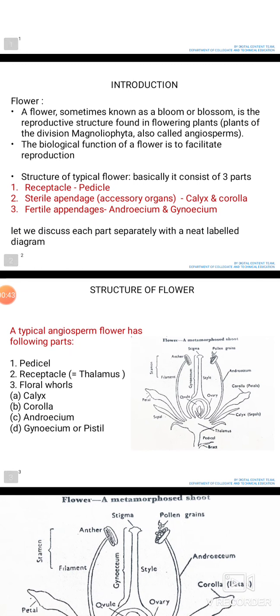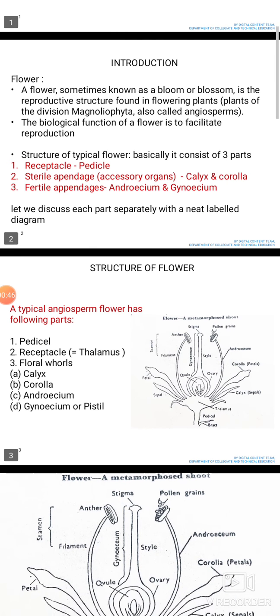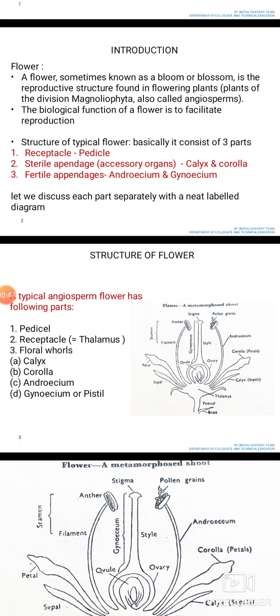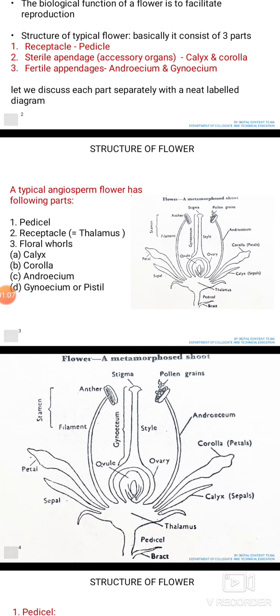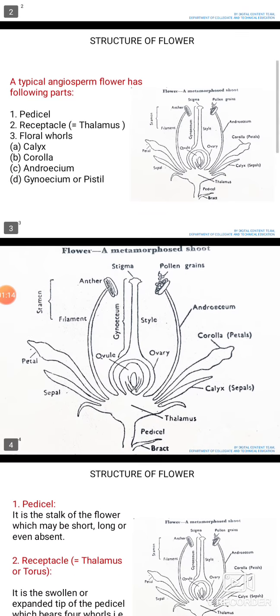A typical angiosperm flower has the following parts: pedicel, receptacle or thalamus or torus, then the non-accessory parts, that is the floral parts, calyx, corolla, then accessory appendages or fertile appendages, namely androecium and gynoecium or pistil. This is the LS of a flower showing all the four different parts.